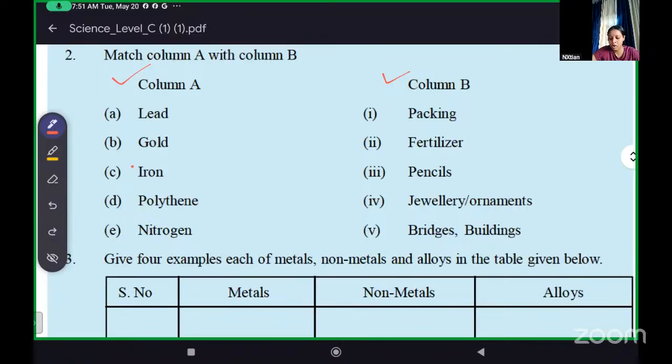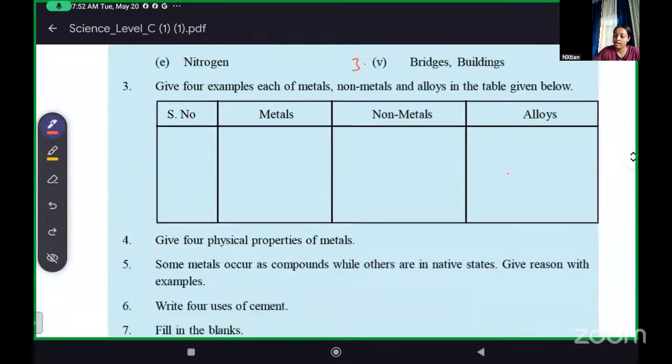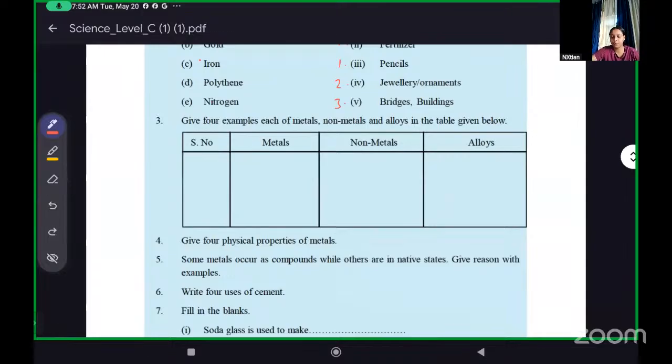Okay, then, Anna, first one, lead. I matched it to pencils. Very good. Gold, jewelry and ornaments. Very good. Iron, bridges and buildings. Yes. Polythene, packing. Yes. Nitrogen is fertilizer. Very good.